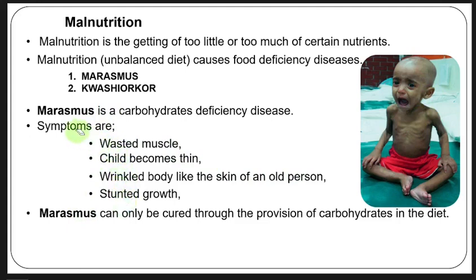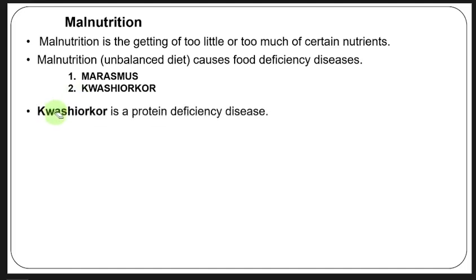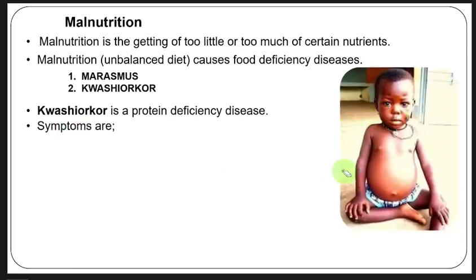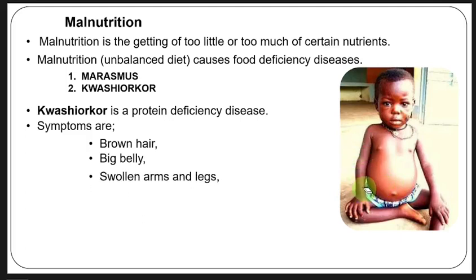All right, now kwashiorkor. Kwashiorkor is a protein deficiency disease. If a diet does not have enough proteins, then the person lacking the proteins may suffer from a disease called kwashiorkor. It is a nutrient deficiency disease. The symptoms can be seen in this baby here, such as brown hair, a big belly, and swollen arms and legs. As you can see, they are swollen here.